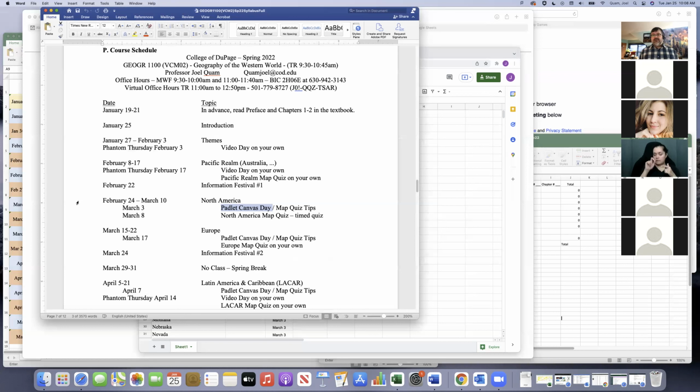To do that, you'll create a free account on Padlet.com, and then they have different things you can do there. One of those things is the Padlet canvas, and you will do that there. So I'll be sending you a link to the video on how to do the Padlet canvas. I'll be sending you a link to how to do the map quiz tip. Yes, so it's all there for you to see.